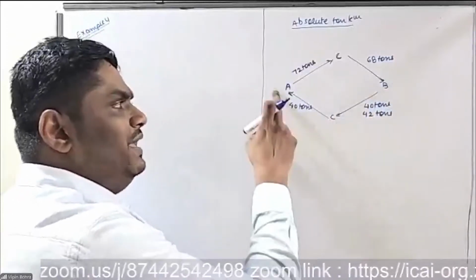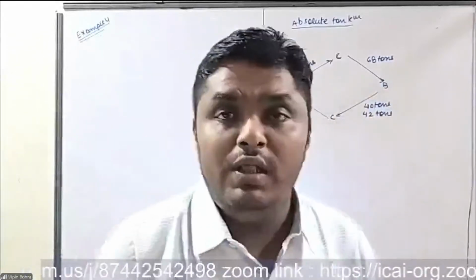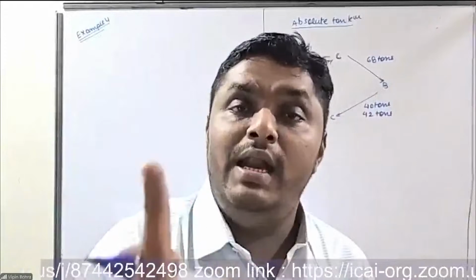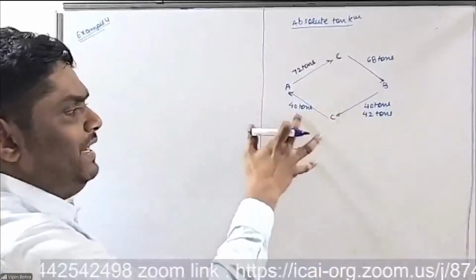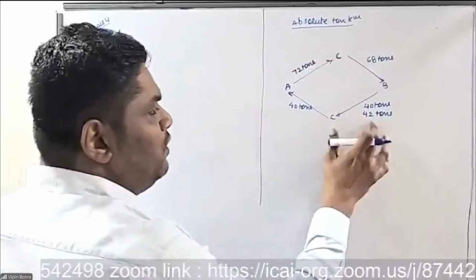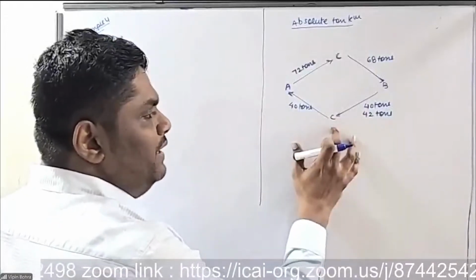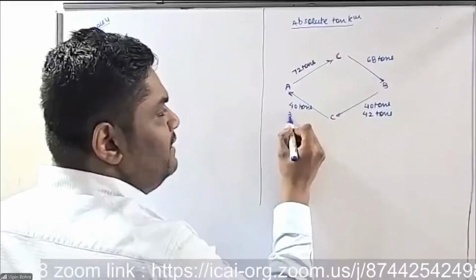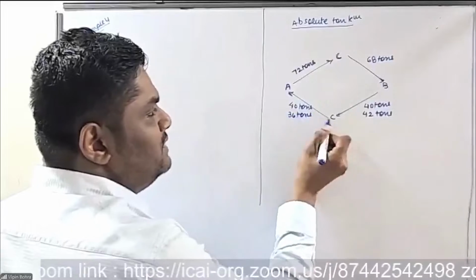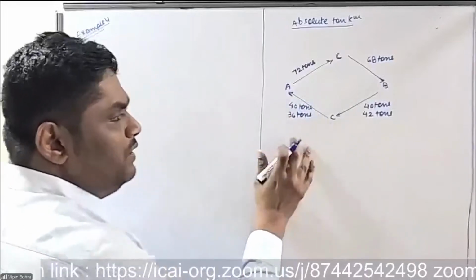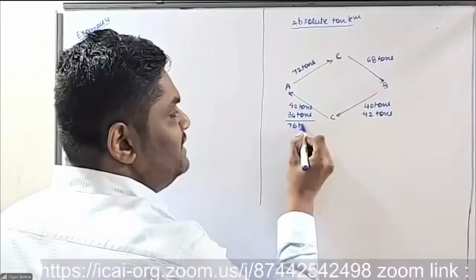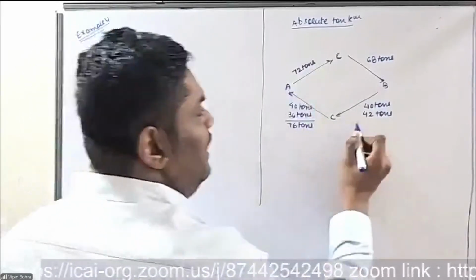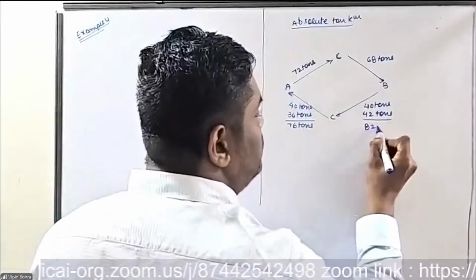They went to C and then they went to A. But not all the time. Once they unloaded full 6 tons at city C, they were carrying the balance load, that is out of 42 tons, 6 tons were unloaded at city C. So they were carrying 36 tons only from city C to A. So the total tons traveled is how much? 76 tons from city C to A and 82 tons from B to C.